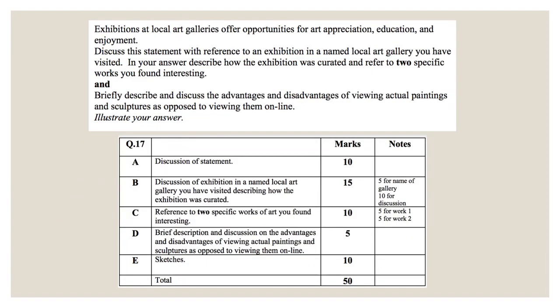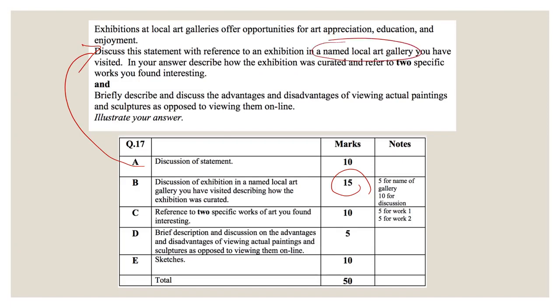So now we'll have a look at the marking scheme. The marking scheme is how your examiner marks your paper. And the marking scheme directly reflects the question. So everything you are asked in the question is what you will get marks on. And we'll have a look at this a little bit more now. So you get 10 marks for the discussion of the statement, and you are asked to do that here. You get 15 marks here, so 5 for the name of the gallery and 10 for the discussion.